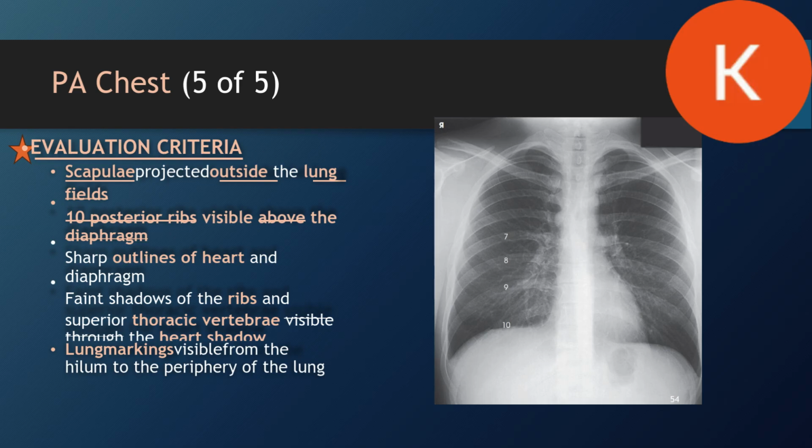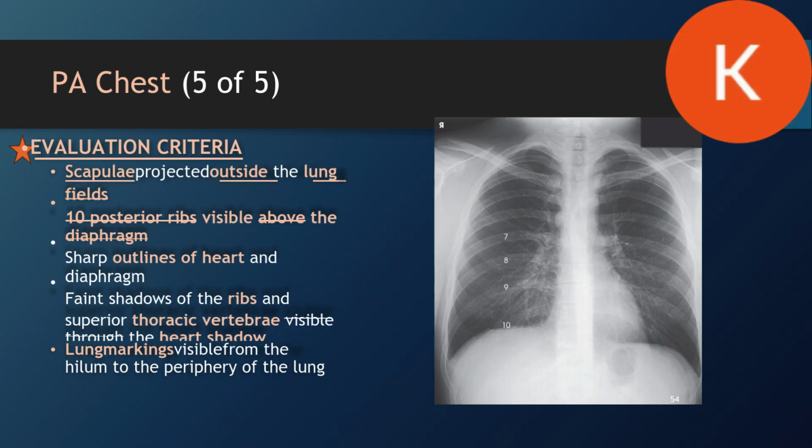Again, we continue with the evaluation criteria. Scapulae projected outside the lung field. This is when we have the patient put the backs of their hands on the lower portion of their hips, or we can have them wrap their arms around the X-ray board to get the scapulae outside the lung fields.